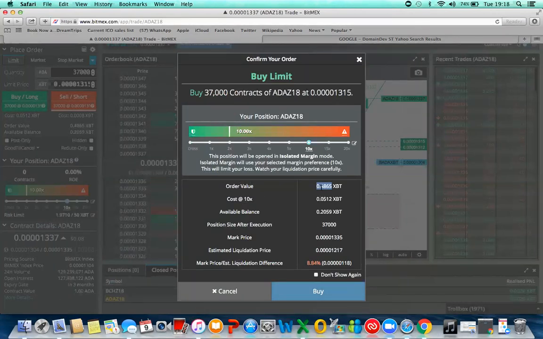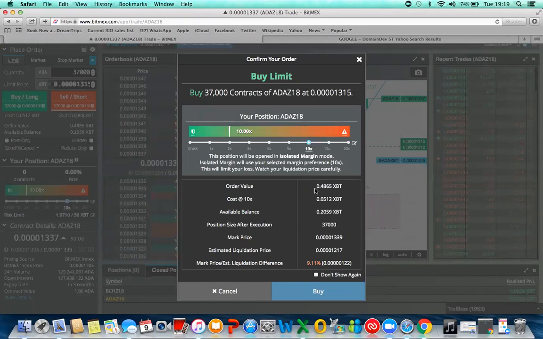Okay, your order value is 0.486, but don't worry about the value. The value means that's the amount you're trading with. Because you're using 10x leverage, it simply means that you're borrowing. Let's say you're trading with $250, hypothetically speaking, on each trade. Because you're using 10x leverage, you're borrowing 10 times more money from the exchange, which means the value of your order is actually not $250, the value of your order is $2,500.